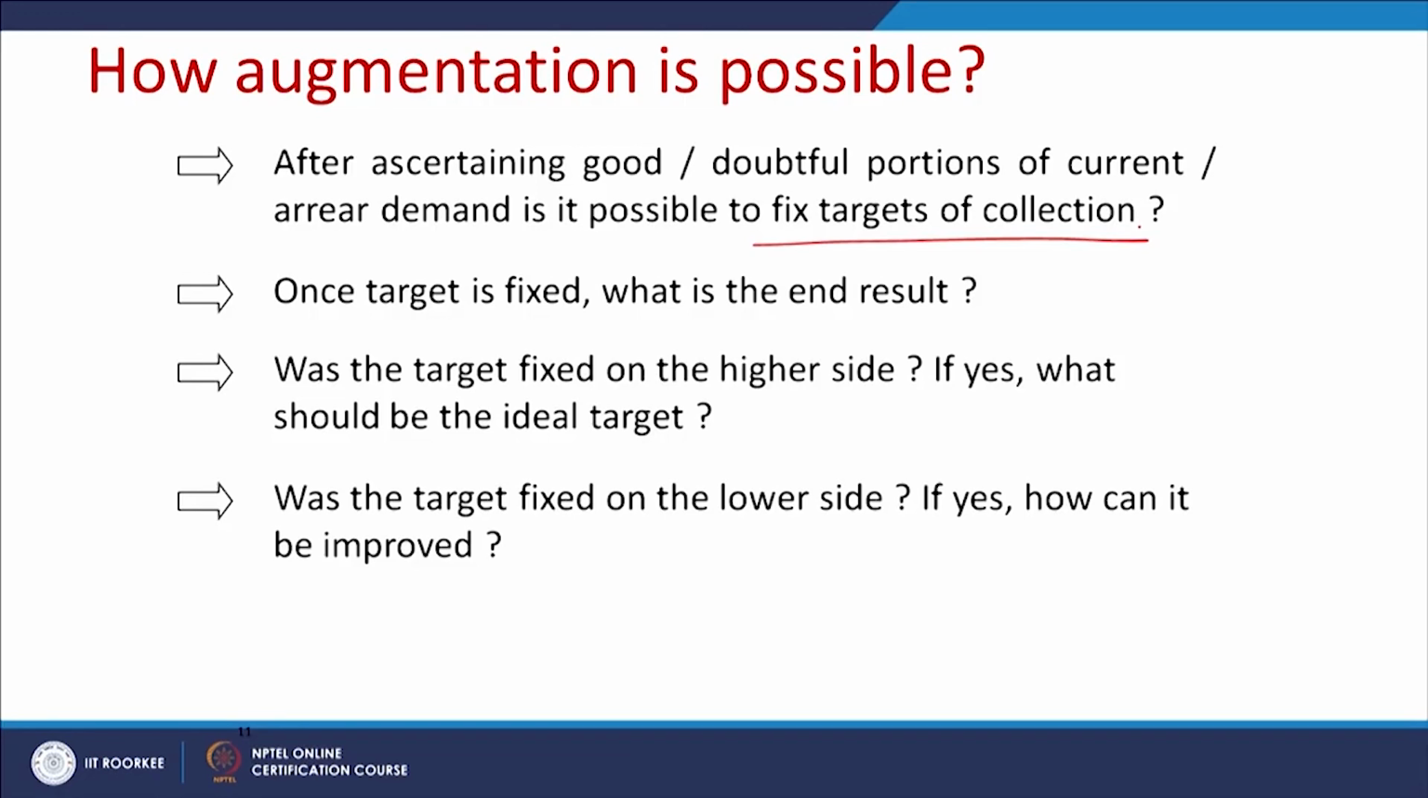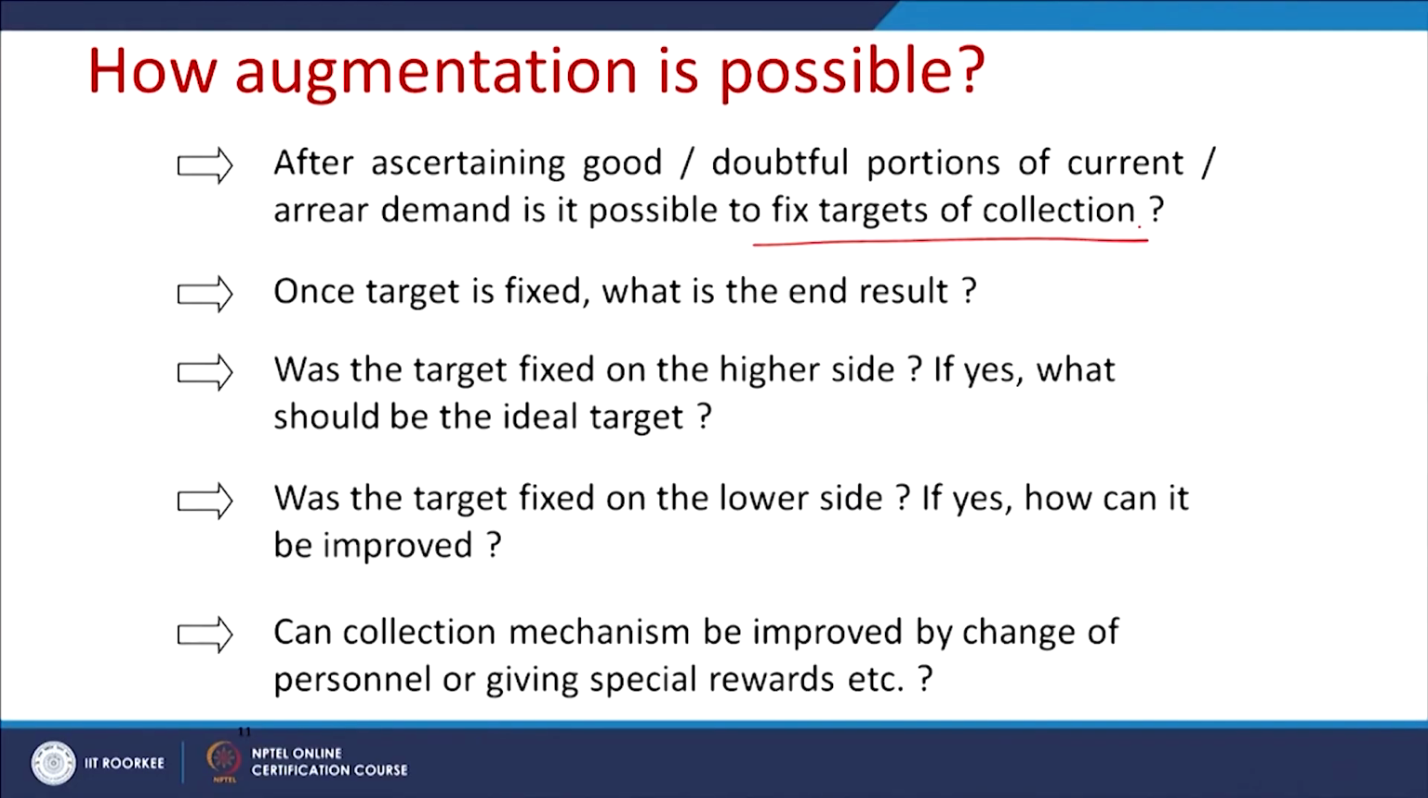Was the target fixed on the lower side? If yes, how can it be improved? If you fix the target on the lower side, your manpower or human resource will be misutilized. They will not be utilized fully, therefore you can enhance your target. So always fix the target, it is not a one-time job, every time you have to do it by kind of trial and error and a continuous feedback mechanism from your team, you can fix the target.